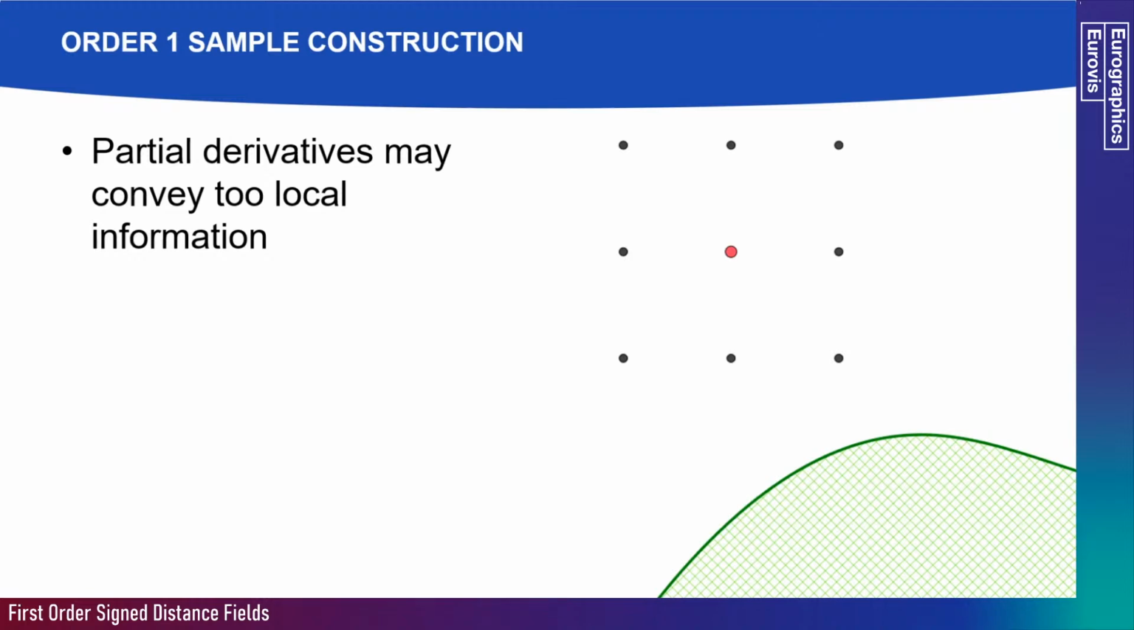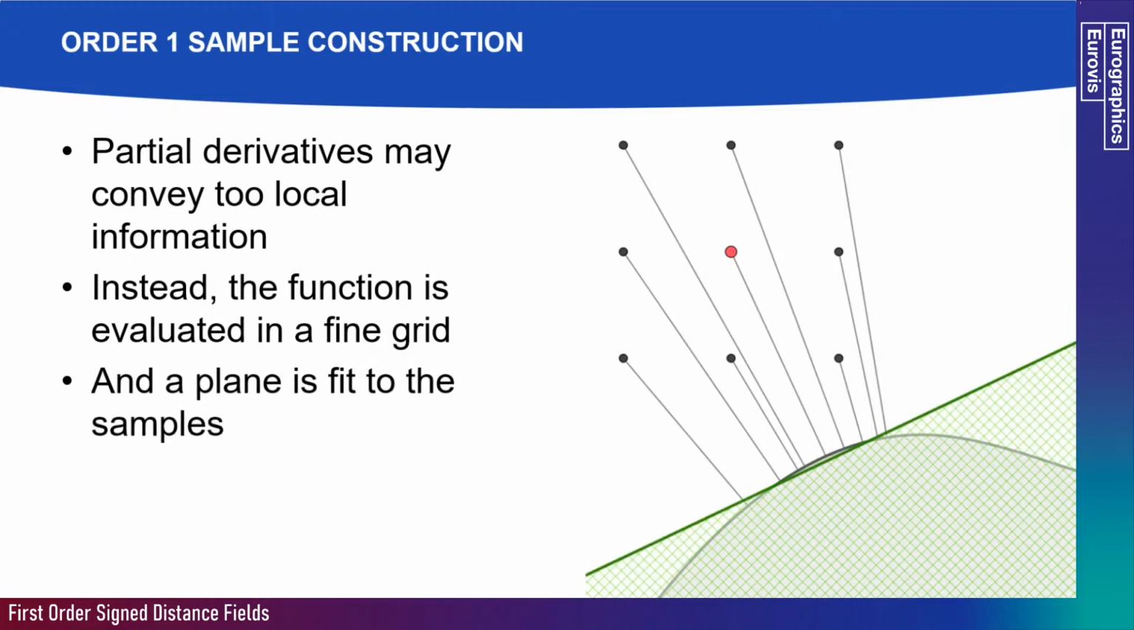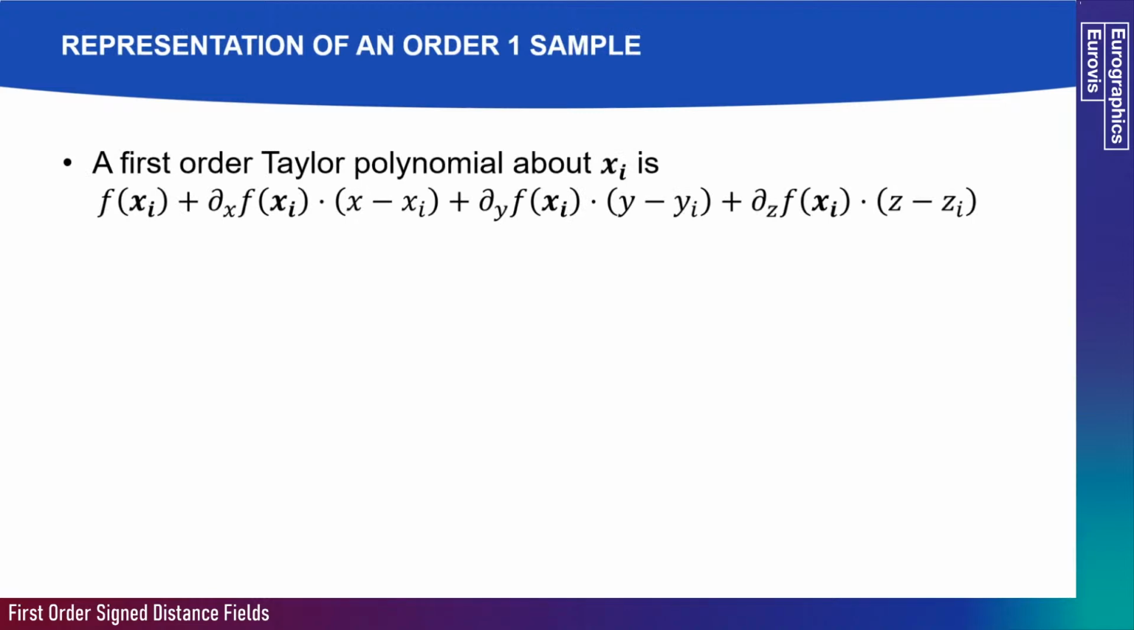For the red first-order sample, we evaluate the signed distance function in a surrounding fine grid. Then a linear polynomial is fit on these values, which will indeed approximate the Taylor polynomial. Now that we know that the first-order distance field sample is essentially a plane, and we have seen that we can fit one to a collection of distance samples, all that is left is to pick a basis to represent this linear polynomial. We want to use the GPU hardware filtering when sampling a 3D distance field texture.